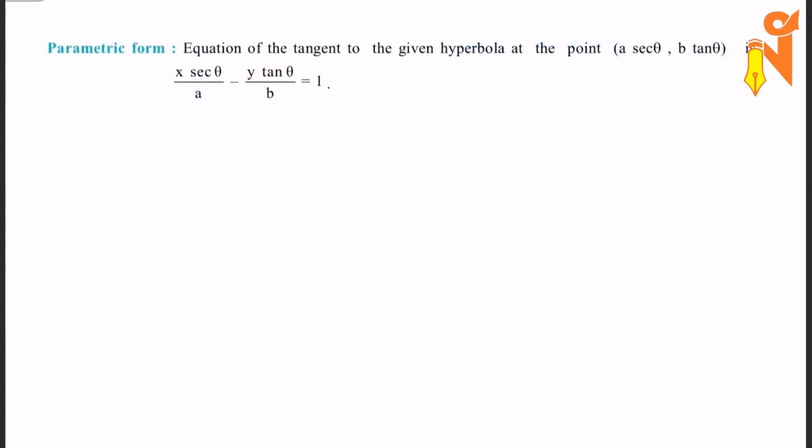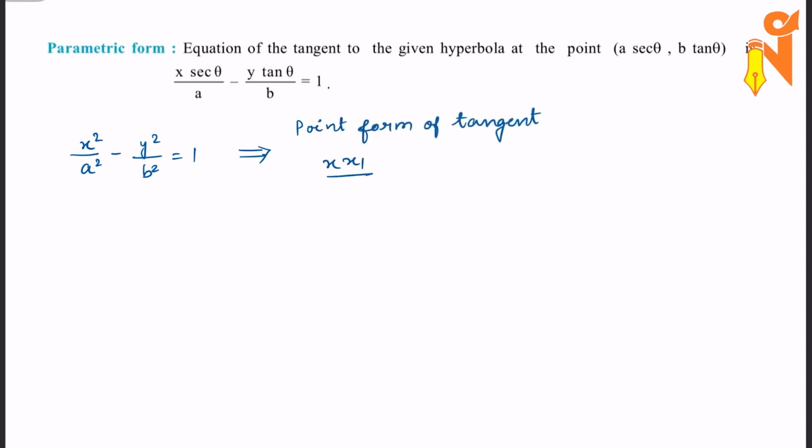The third form is parametric form. So parametric form is just the extension of the point form. If you take the hyperbola x²/a² − y²/b² = 1, then its point form of tangent is x·x1/a² − y·y1/b². Either you can write −1 on the left side or 1 on the right side.